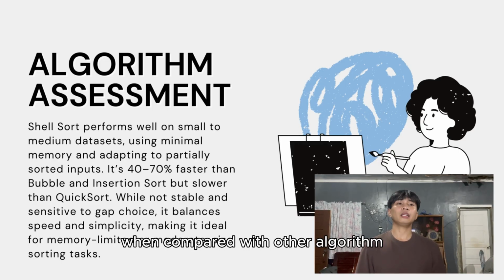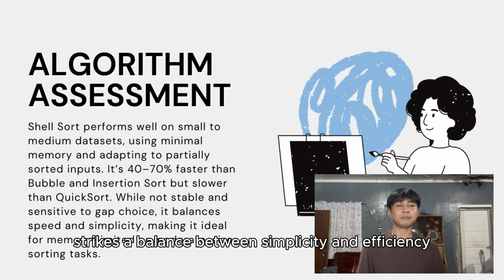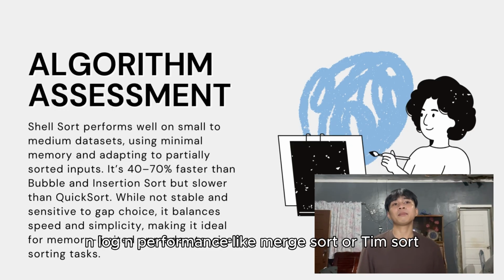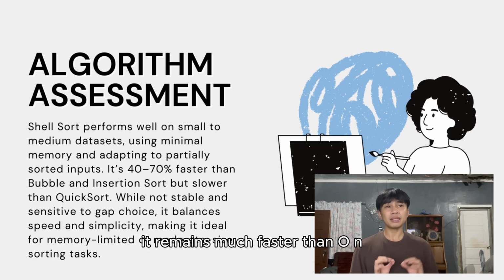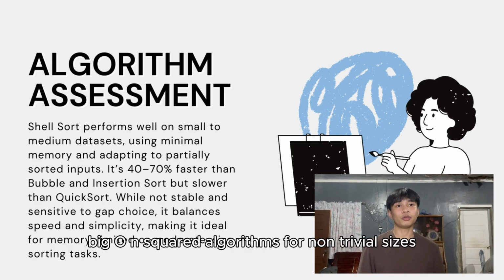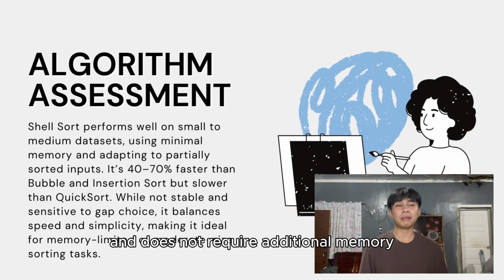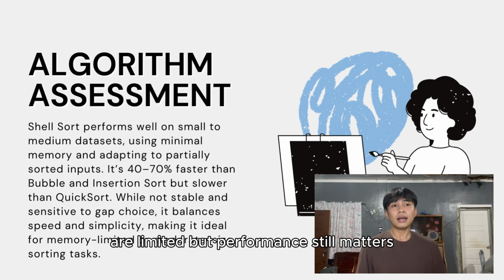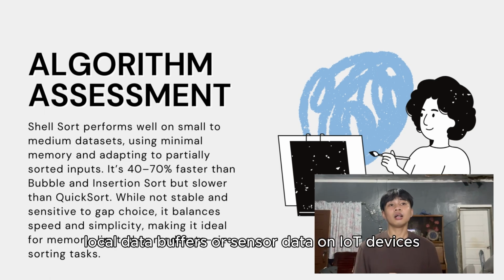When compared with other algorithms, shell sort strikes a balance between simplicity and efficiency. While it doesn't guarantee the optimal O(n log n) performance like merge sort or tim sort, it remains much faster than O(n squared) algorithms for non-trivial sizes and does not require additional memory. This makes it a strong candidate in situations where resources are limited but performance still matters, such as sorting small to medium logs, local data buffers, or sensor data on IoT devices.